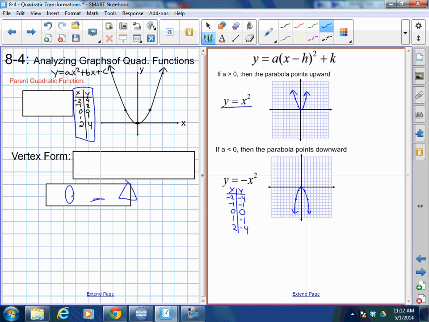So, if my A is greater than 0, if it's a positive, you know that it must point upward. If my A is negative, you know that it must point downwards. Everyone with me so far there? Makes sense, right? Okay.